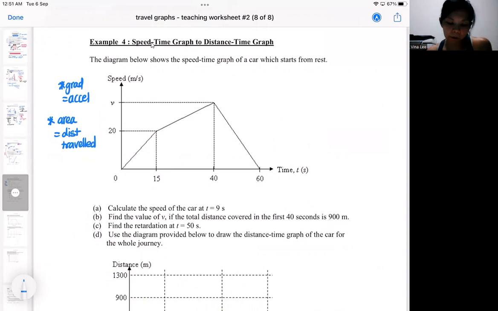For the first part of the question, I would like to find the speed when t is equal to 9. So this will be the method of either similar triangle or gradient. That's your choice. I'm going to show similar triangle.